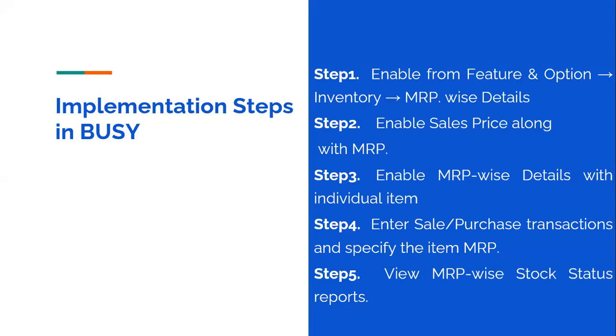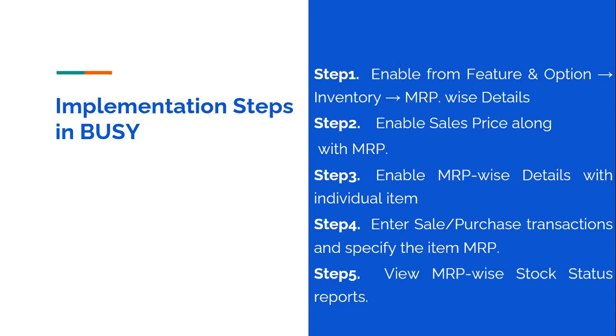Third step is to maintain MRP-wise detail with individual items. Suppose you deal with different categories of items, but you want to enable MRP only for a particular item. In Item Master, we are giving an option for enabling the MRP-wise detail on that particular item. So in individual Item Master, you can enable or disable this option of MRP-wise detail.